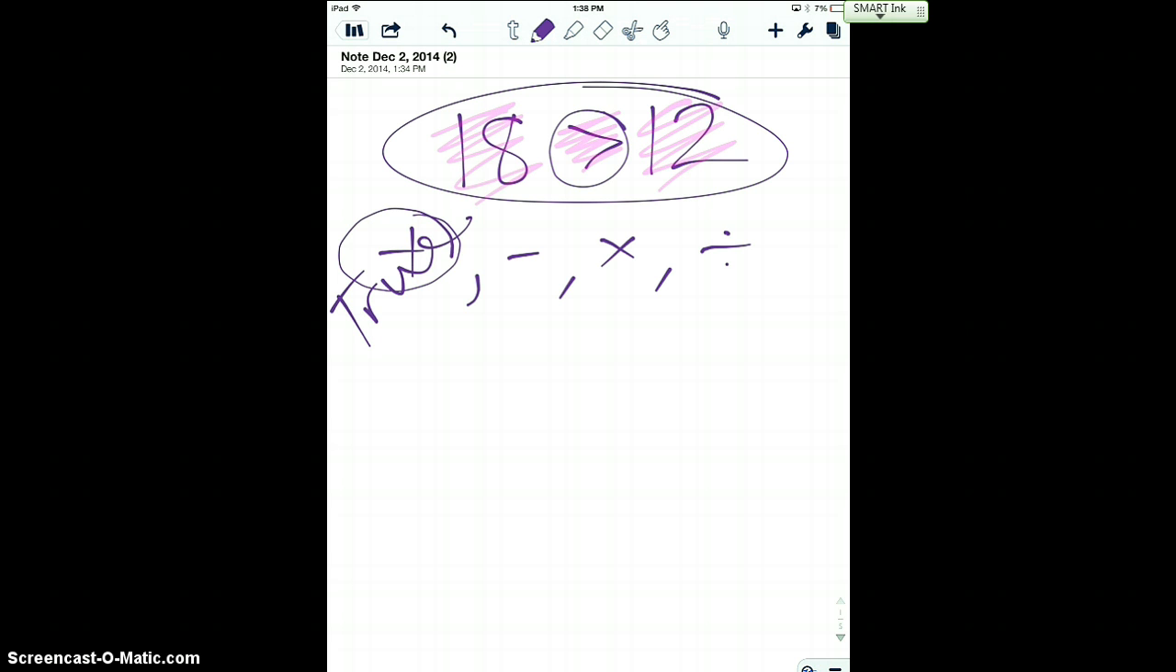Like, Miss Everly, what the heck are you trying to say to me? Well, I'm just trying to analyze different operations with inequalities. So just hang on with me here.